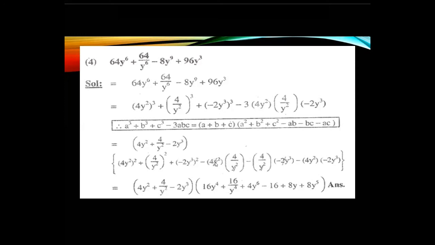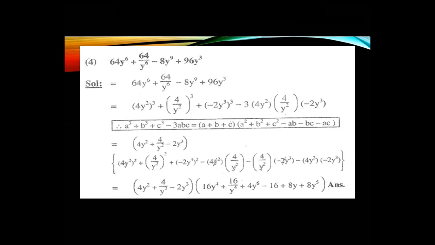Put the values as they are. a is 4y square, b is 4 upon y square, minus b means 4 upon y square, c means minus 2y cube, minus a means 4y square, c minus 2y cube. Now simplify where possible. The first bracket will remain as it is, 4y square plus 4 upon y square minus 2y cube.